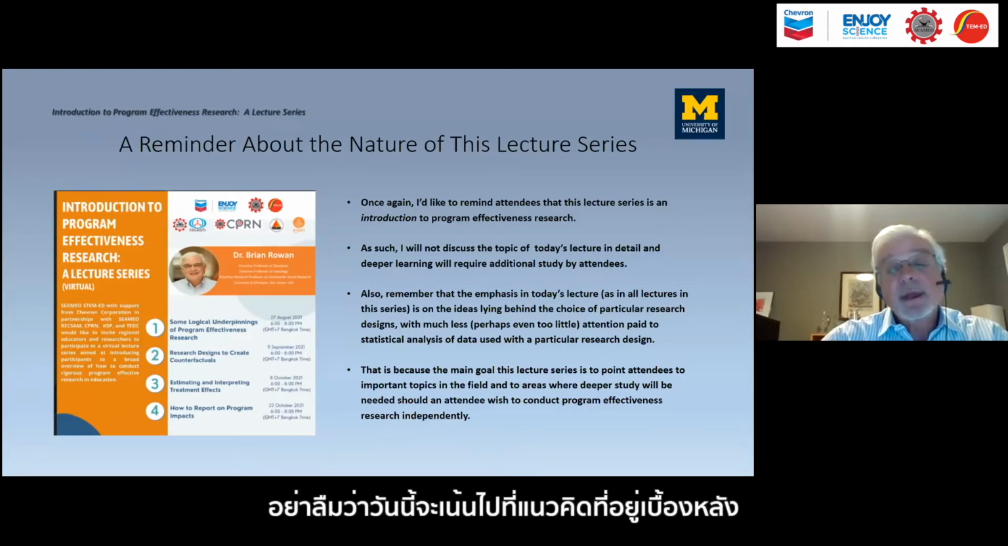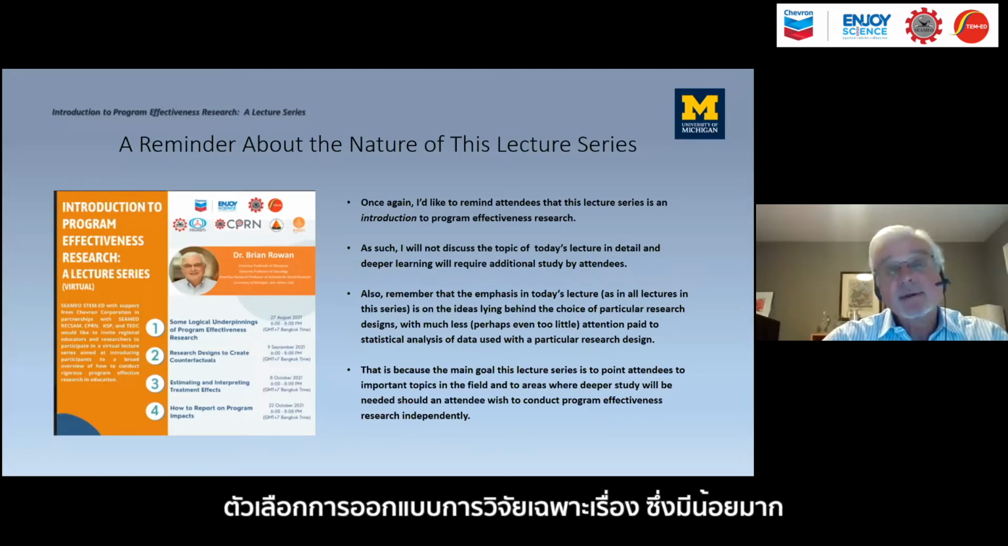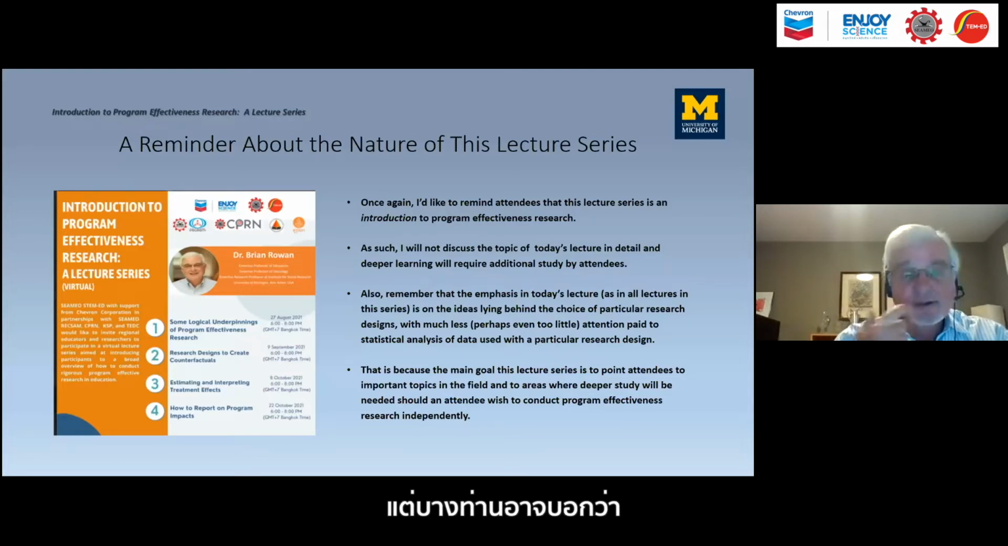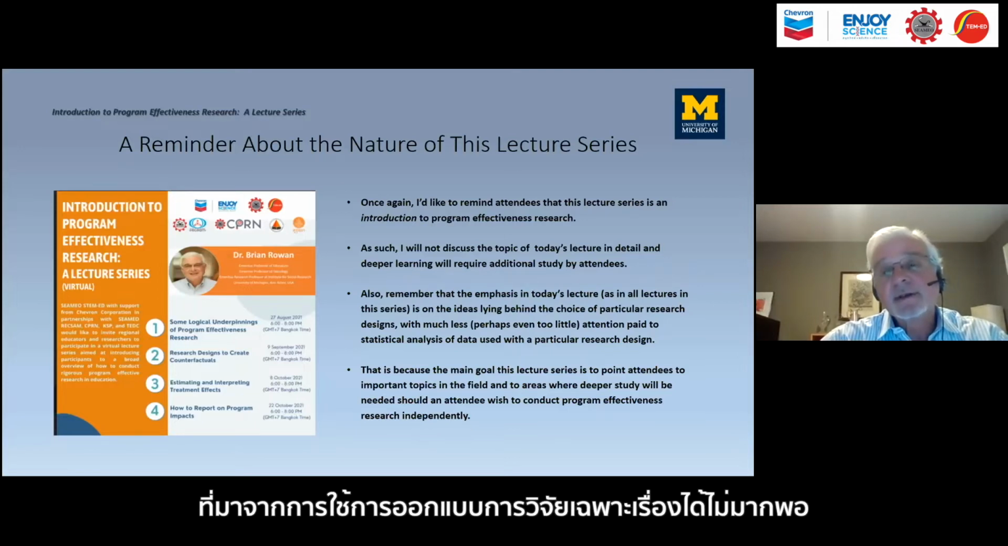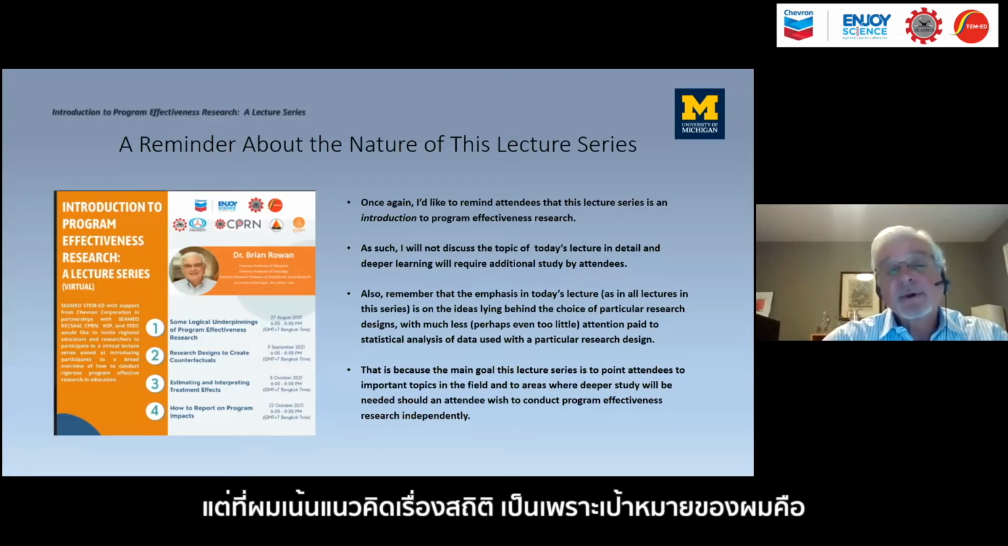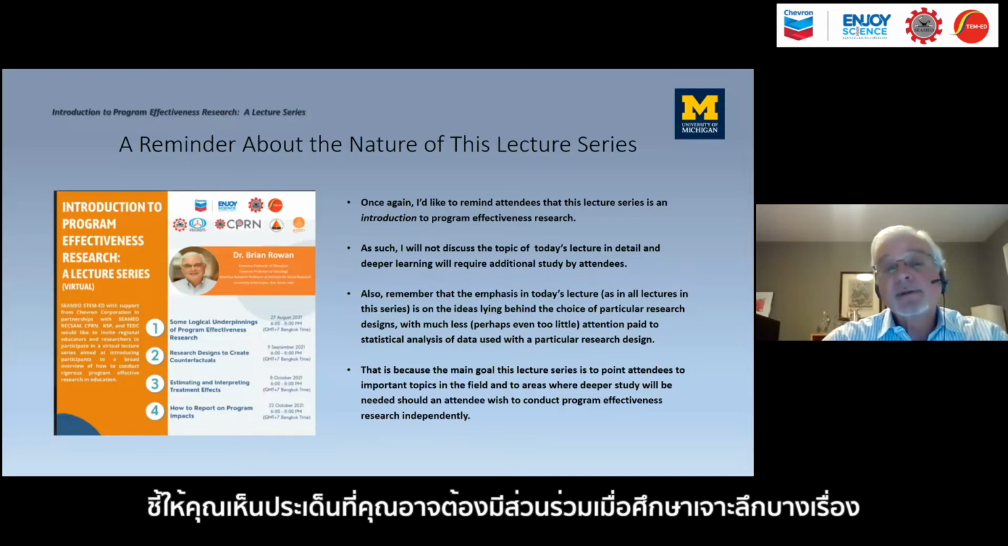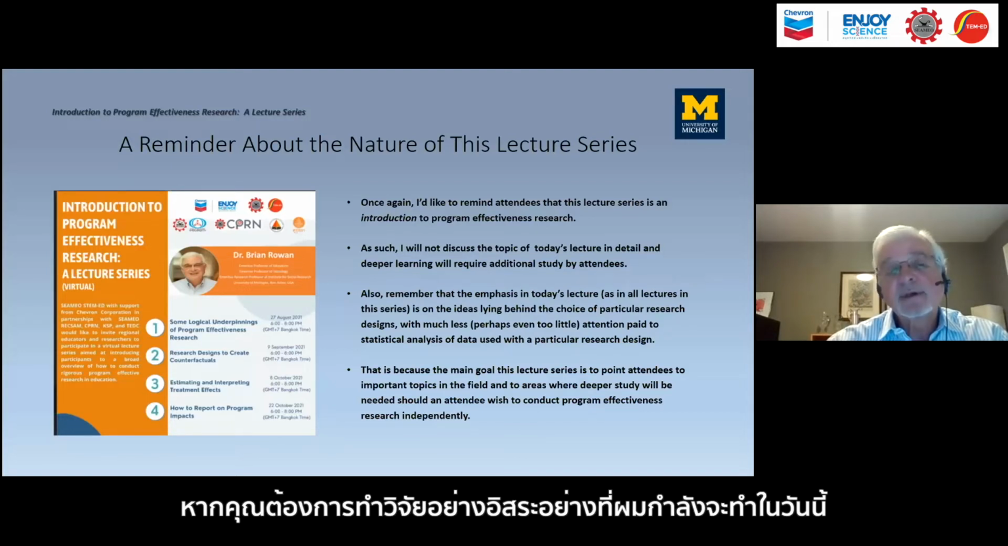Remember also that the emphasis today is going to be on the ideas behind the choice of particular research designs, with much less, and some people might even say not enough, emphasis on statistical analysis of data that comes from the use of particular research designs. But my emphasis on ideas over statistics is because my goal is simply to point you to areas where you might need to engage in some deeper learning if you wish to conduct research independently.